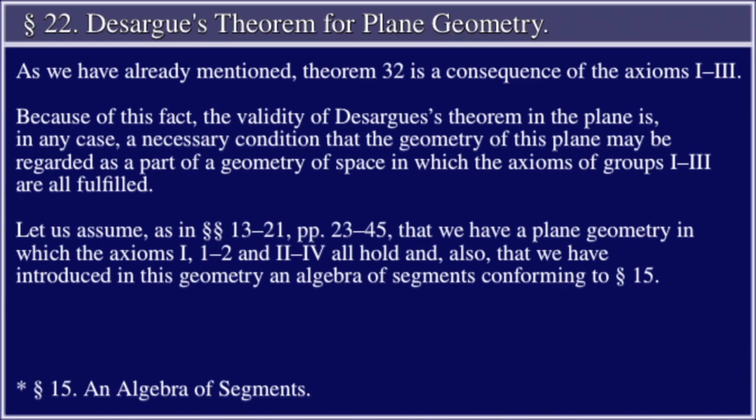Let us assume, as in sections 13 through 21, pages 23 through 45, that we have a plane geometry in which the axioms of group 1, 1 and 2, and groups 2 through 4 all hold. And also, we have introduced in this geometry an algebra of segments conforming to section 15.